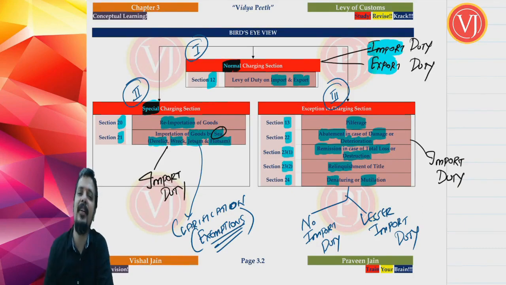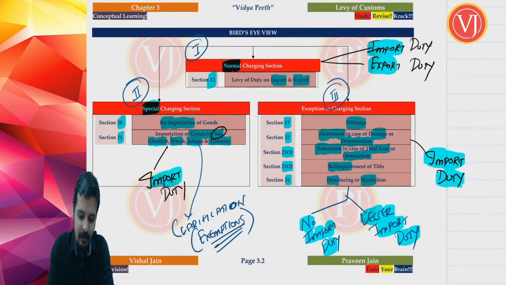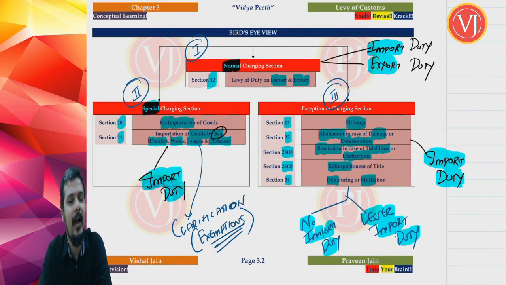Now, exception to charging section, either there is no import duty or there is lesser import duty. Again, it focuses only on import duty. Your special charging section, section 20, section 21, exception to charging section, section 13, section 22, section 23 and section 24 focuses only on import duty.